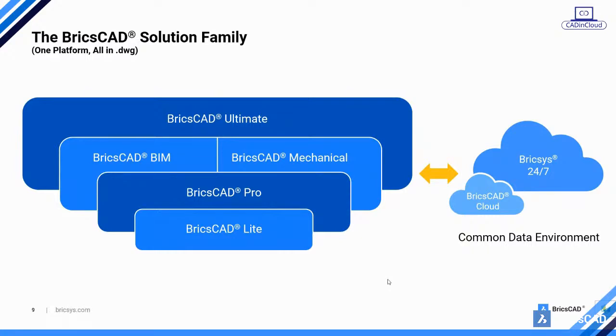Especially now when people are in different locations, not working together in an office, this might pose a problem, but with the cloud, of course, you can collaborate faster and easier. But that's a repository. Bricsys 24/7, on the other hand, gives you even more functionality in terms of project collaboration. So it's not just a repository that everyone can access.